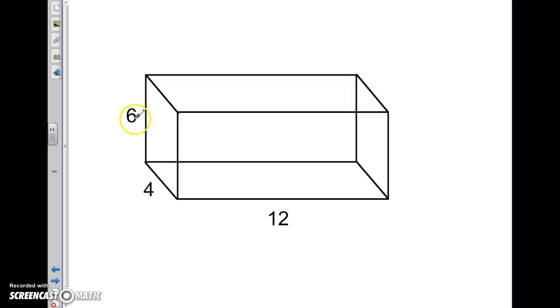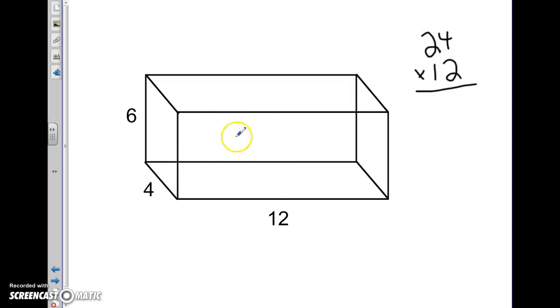is I'm first going to multiply the 6 times the 4. And I know that that's going to give me 24, right? Which means then I'm going to multiply that times the 12. Well, I could use a standard algorithm, right? Or I could just say, well, I know that 24 times 12 is the same as 24 times 10 and 24 times 2. Well, 24 times 10 would be 240, and then 24 times 2 would be 48. So I'd have 240 plus 48 would be 288.